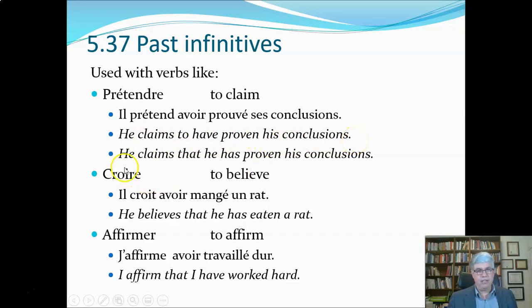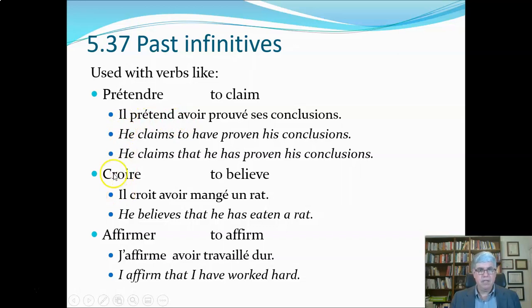Now we can also say in English, he claims that he has proven his conclusions. We can make it into a separate dependent clause. Now in French you can't do that. You can't repeat the same subject twice in a dependent clause. You have to use the infinitive. So we'll see the past infinitive more often in French than we do in English. But he claims to have proven his conclusions, and he claims that he's proven his conclusions mean the same thing in English, but they'll have the form with the past infinitive in French.